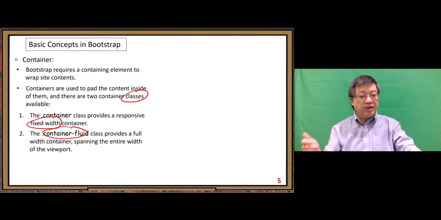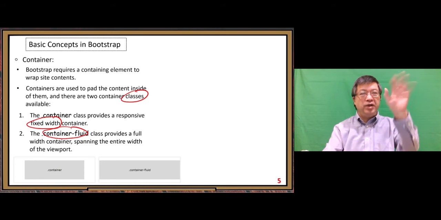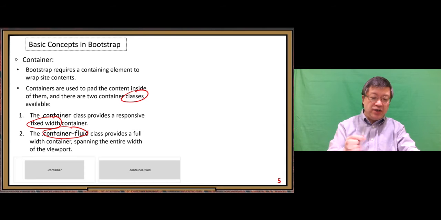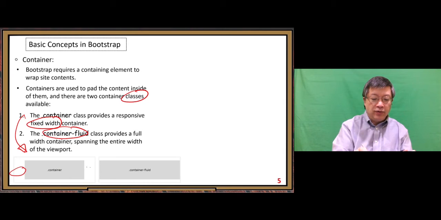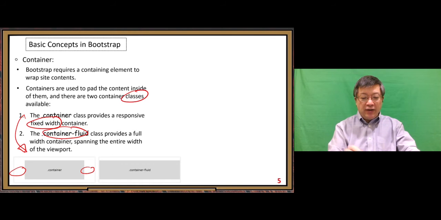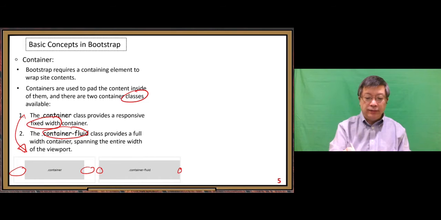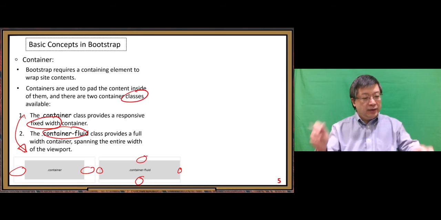So these two basic classes are pretty much enough in our page design. Here you can see the first way: in one page, it leaves some room at two sides. The second one has no room on the left-hand side or right-hand side, but top and bottom have some room.